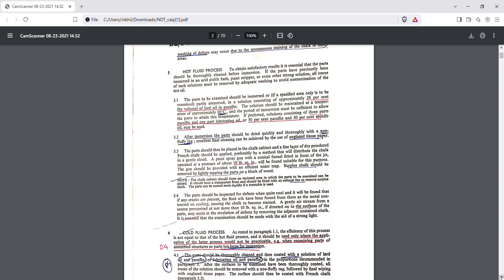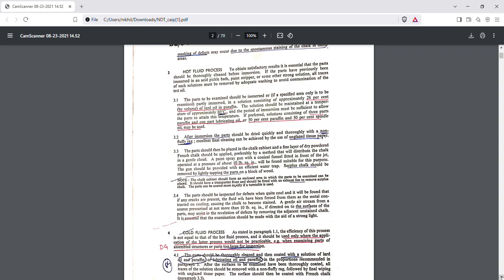A paint spray gun with a conical fluid filter in front of the jet, operated at a pressure of about 10 lbs per square inch, will be found satisfactory. For this purpose the gun should be provided with an efficient water trap. Surplus chalk should be removed by lightly tapping the parts on a block of wood.